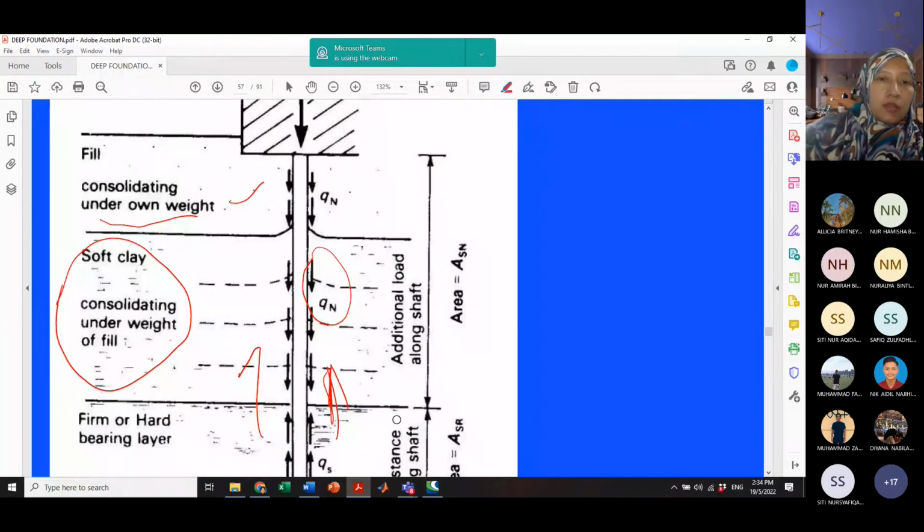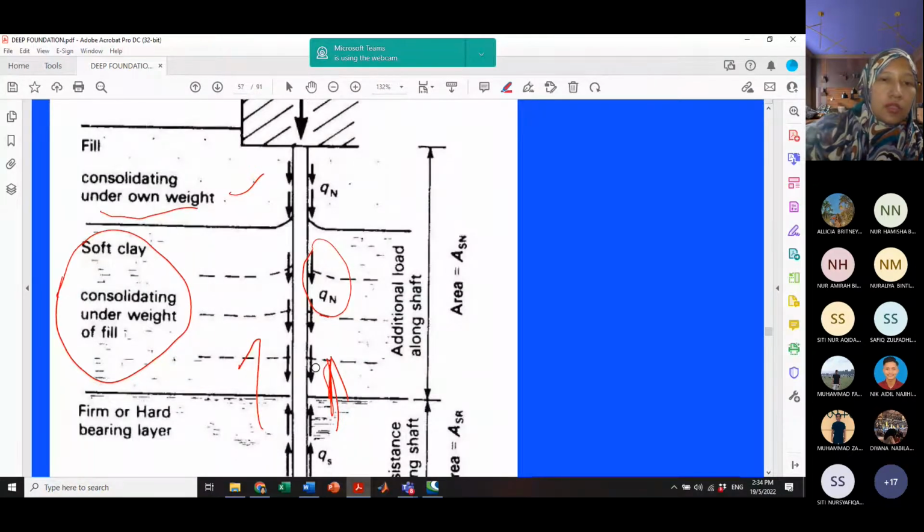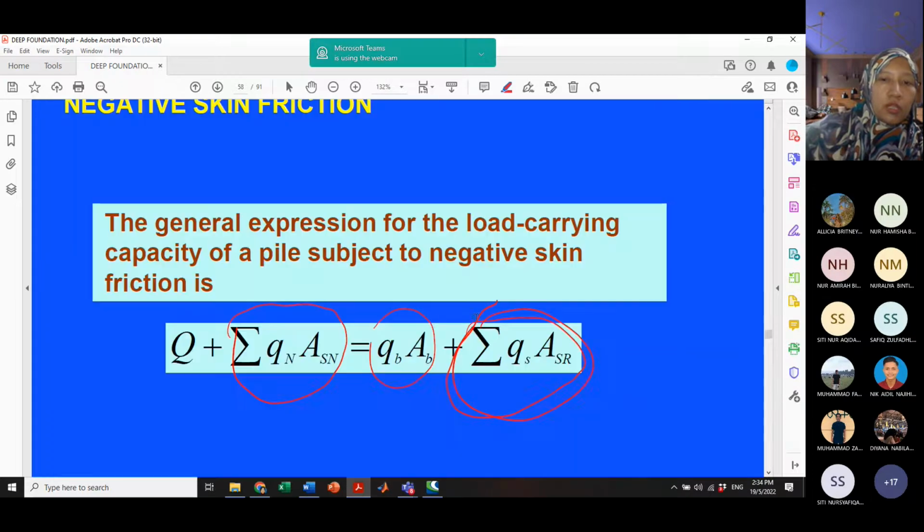Okay, yang ni it says that you can see the pile penetrations and then negative skin frictions develop, where this is the time you're going to have additional load along the shaft. So bila ada this kind of additional load on the shaft, automatically the calculation will be different. So the expression for load carrying capacity of pile subjected to negative skin friction as what you can see from here, iaitu QB AB masih lagi sama. So the only thing different is that from here, summation loading skin plus dengan ASR.